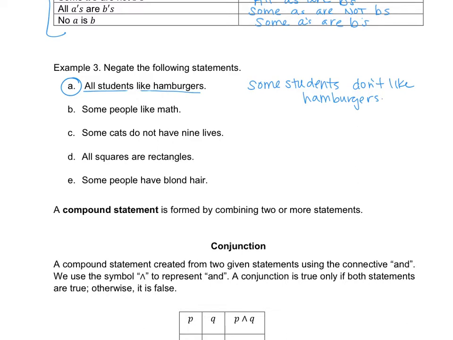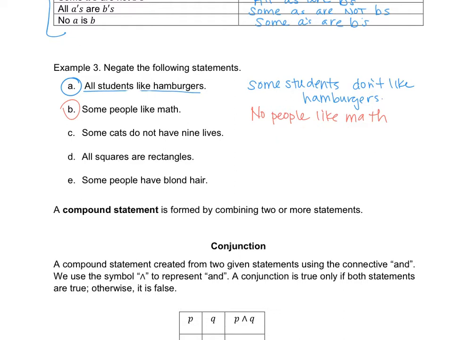Let's take a look at the next one here. We have some people like math. Then we could say that no people like math would be its negation. Again, if some people like math is a true statement, then it would be false to say no one likes math, because there's a few that do. On the other hand, if it was false that some people like math, then it would be true that no one likes math. So you can see again those opposite truth values.